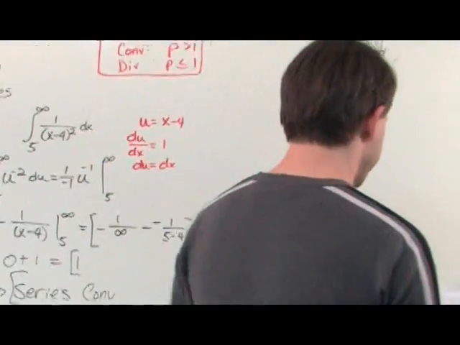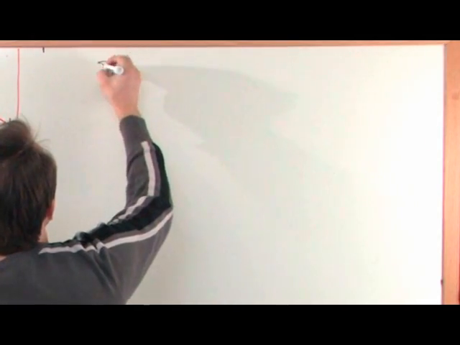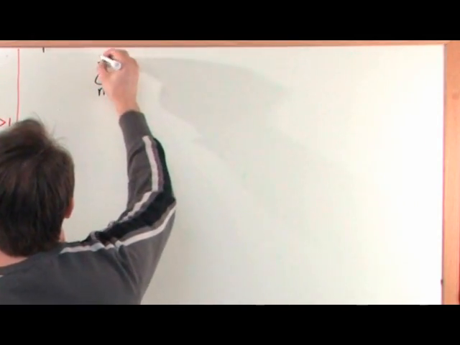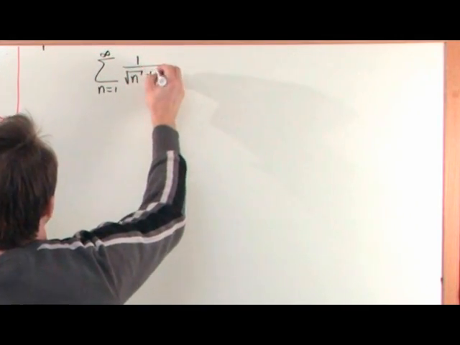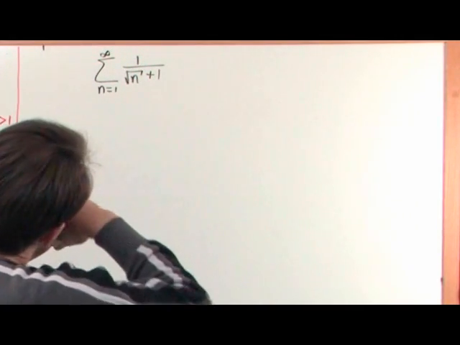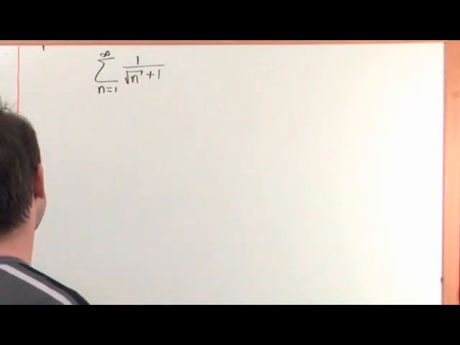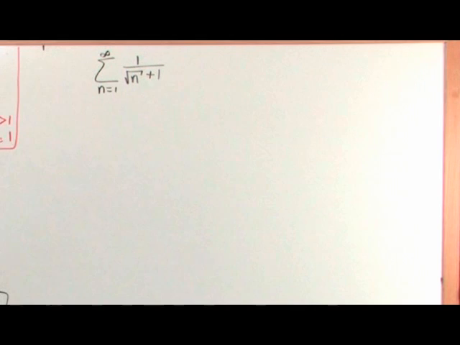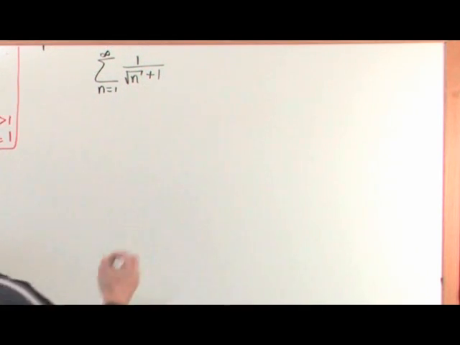Okay, so we're going to move on and do a different problem. What if you have the sum from n equals 1 to infinity of 1 over square root of n plus 1? You look at this first and say, let me see if I can make this into a geometric series. Let me see if I can make it a p-series. Neither one seems to work, so let's go ahead and apply the integral test.